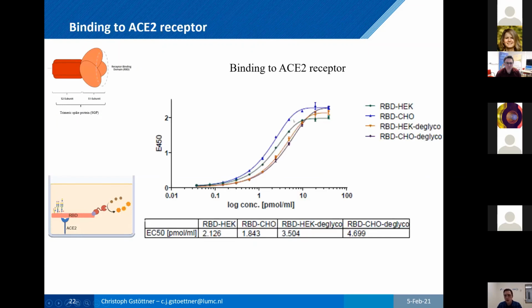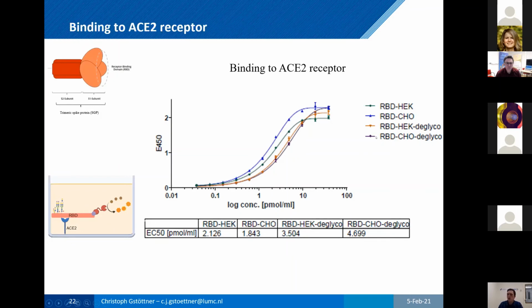And what you can see nicely in this graph is that both of the domains, the green and the blue one, are the complete intact RBD produced in HEK and CHO, and they show a very strong binding to the ACE2 receptor. But you can see a slight difference: the HEK produced material binds slightly less strongly to the ACE2 receptor, and this might be due to the different glycosylation. So either the antenna fucosylation or the sialylation might decrease the binding.